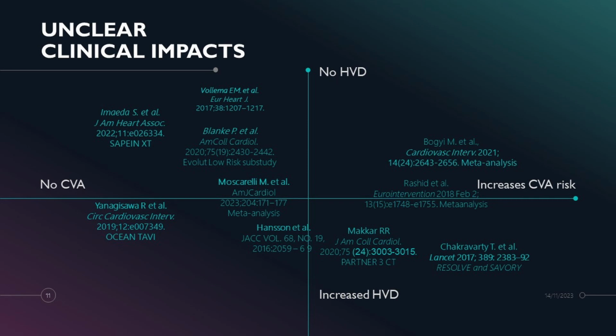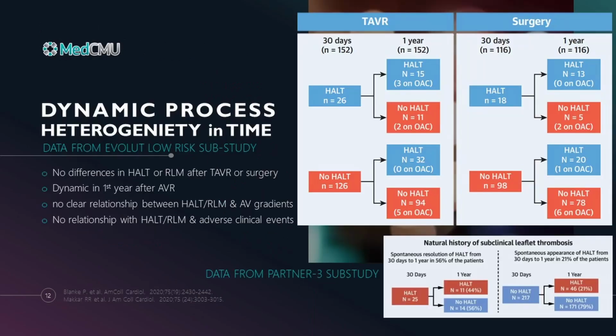Even if there are wide varieties in the definition of the complication, like CVA or TIA or disabling stroke, the gradient depends on time, immediate, 30 days or 1 year. And this is an example of studies that demonstrate the dynamic process and the heterogeneity in time of the incidence of HALT. One is from the Evolut Low Risk sub-study.